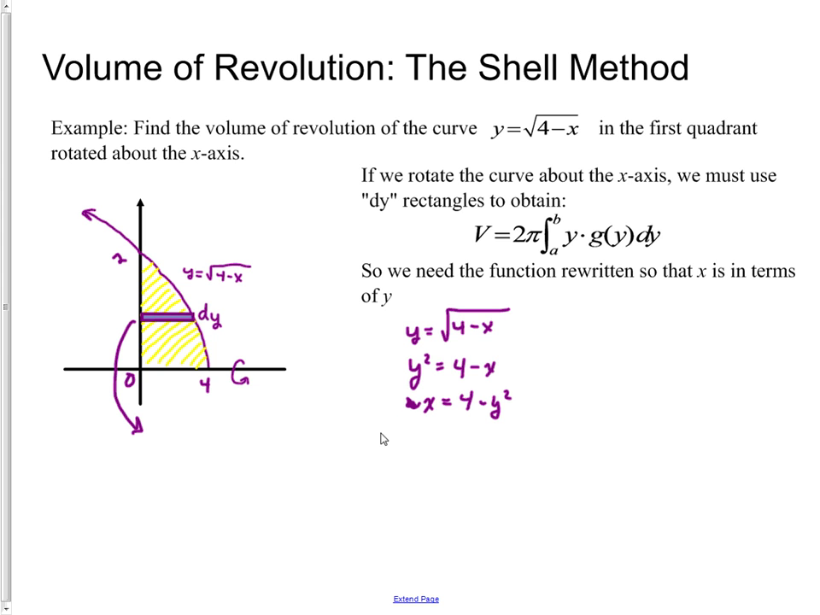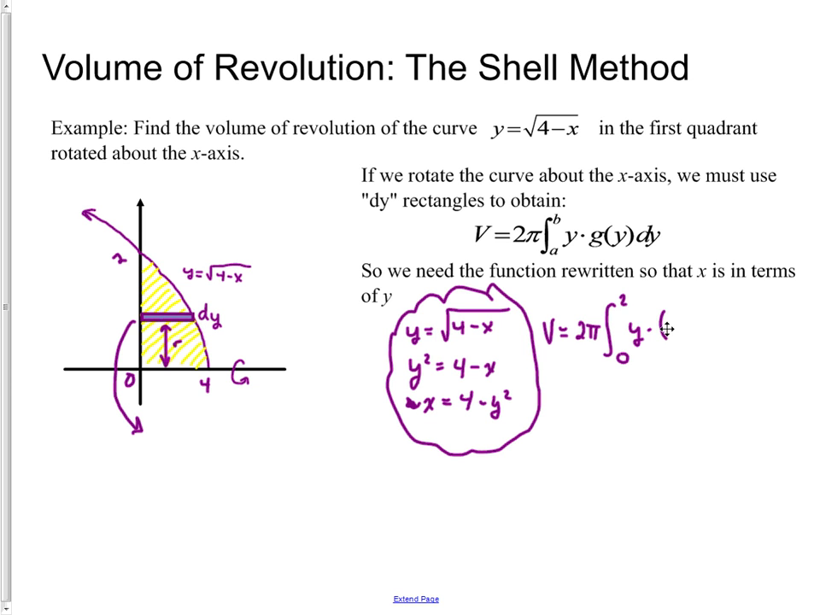Okay, so let's see. How is this going to work out? For our volume, keeping all of this in mind, our volume, using our formula above right here, is going to be 2 pi times the integral. Let's see, in the y direction, we're going to go from 0 to 2. And we're going to take y, because y is our radius distance right here. So our radius is y. We're going to take y times the function, which is the height of this. So it's going to be 4 minus y squared times dy. There we go.